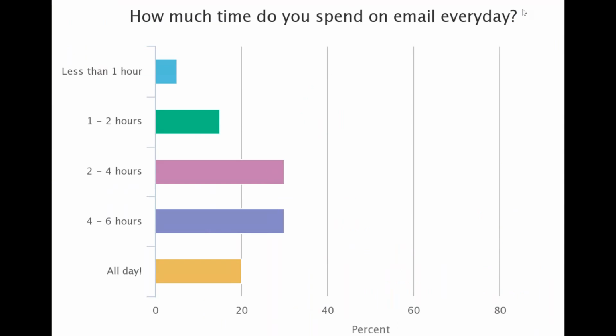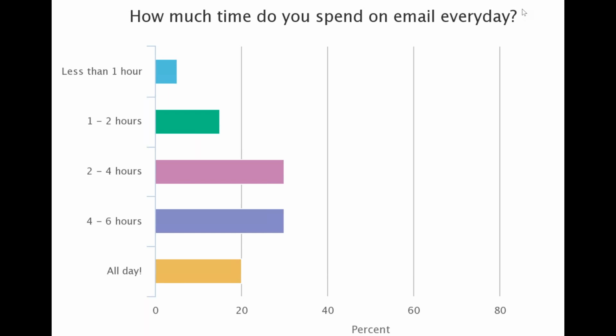All right, let's see how much time people spend on email. So it looks like the majority are in the 2 to 4 hour and 4 to 6 hour ranges, with 20% all day, just like us. People are on email all day. If they have a better way to optimize their time, I think it would save everyone a lot of hours a day.